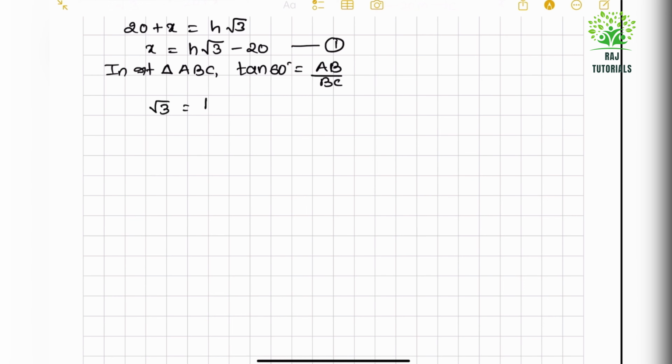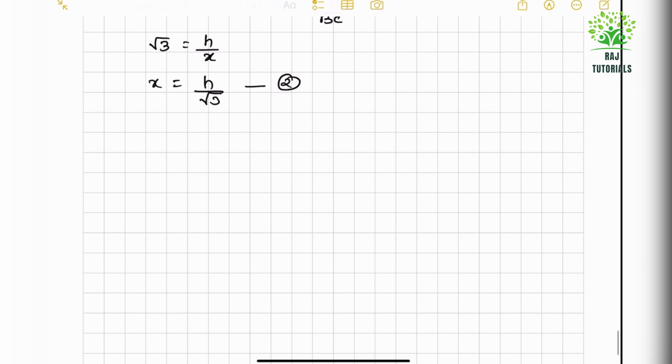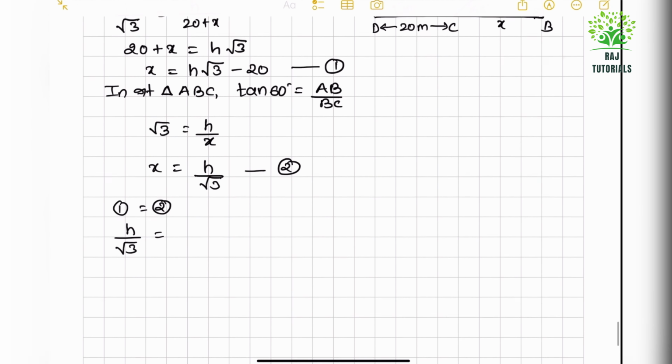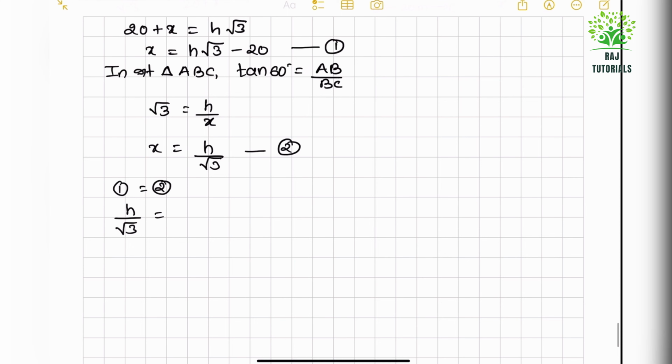Now in right triangle ABC, tan 60 will be AB upon BC. So root 3 equal to h upon x. So I can say x will be h upon root 3. This is 2. Now both 1 and 2 will be equal because both are the values of x. So 1 equal to 2.